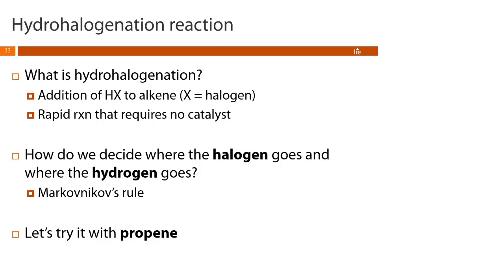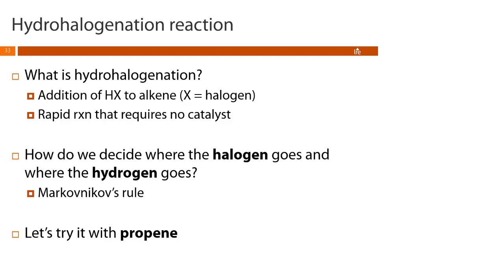The double bonded carbon that has the most hydrogens attached will get an additional hydrogen, and our other carbon will get the halogen. So let's try this with propene. So pause this video and see if you can write a hydrohalogenation reaction for propene with hydrobromic acid. Okay, let's see what you came up with.